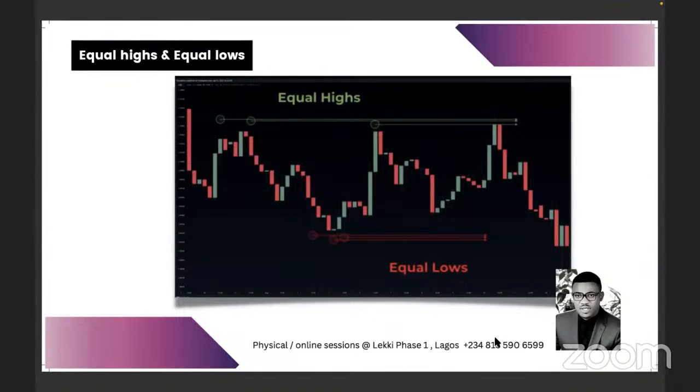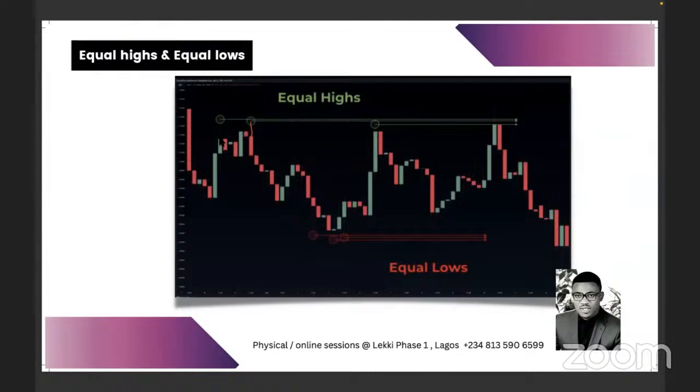We call them a stack of swings, or we call them equal highs. Equal high is a professional word. Equal high is a situation in the market where several swing highs, sorry, this one is not part of it. This is a swing high. There's a swing high here. Why is it a swing high? There's one to the left, one to the right.